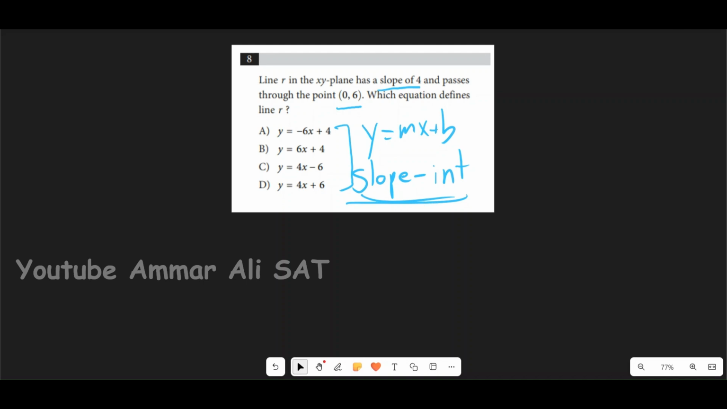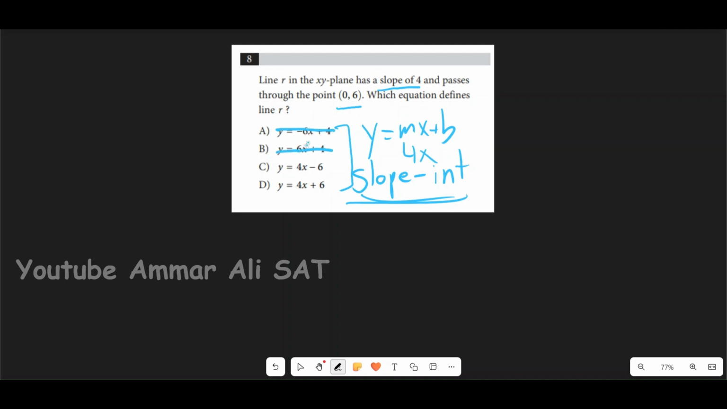You might think, oh, we got to do some math and stuff like that. Well, actually, we don't have to do any math at all. We can just eliminate the bad answers. So if we know that slope-intercept form is y equals mx plus b, where m is the slope, and we are told that our slope is 4, we should know that our answer is going to have some 4x term. So automatically, that means we can get rid of this one, and we can get rid of this one.